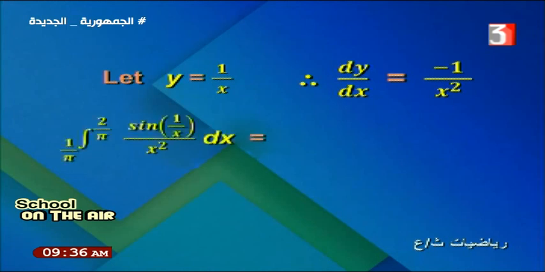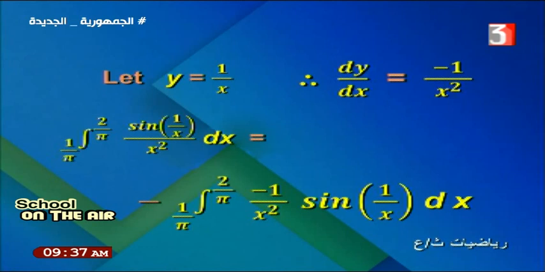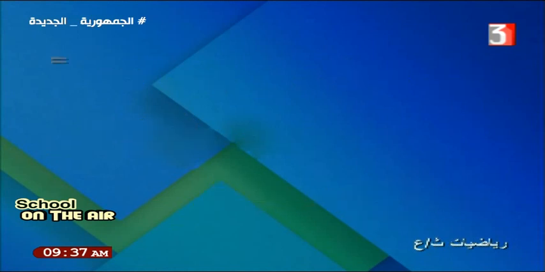Then the integration of sine 1 over x power 2 dx from 1 over pi to 2 over pi equals negative the definite integral of negative 1 over x power 2 times sine 1 over x dx from 1 over pi to 2 over pi. The integration of the function sine 1 over x multiplied by the derivative of its angle, which equals negative 1 over x power 2, is negative cosine 1 over x, because sine 1 over x is the function multiplied by the derivative of the angle, which equals negative 1 over x power 2. This integration equals negative cosine 1 over x.